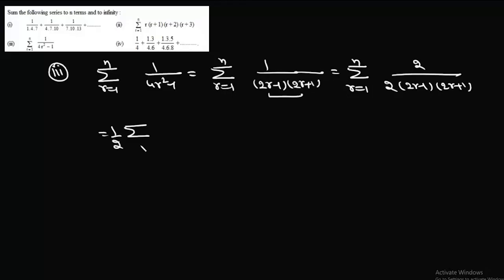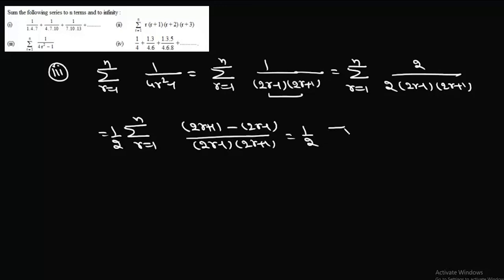Now we can write this as this summation. We'll take 1 by 2 common, and here r varies from 1 to n, and we can write this as 2r plus 1 minus 2r minus 1 divided by 2r minus 1 and 2r plus 1, which is 1 by 2, and then this summation r varies from 1 to n. Now here 2r plus 1 will cancel, so it will be this 1 upon 2r minus 1, and here 2r minus 1 will cancel, and this is 2r plus 1. So we can write this sum of n terms as 1 by 2.